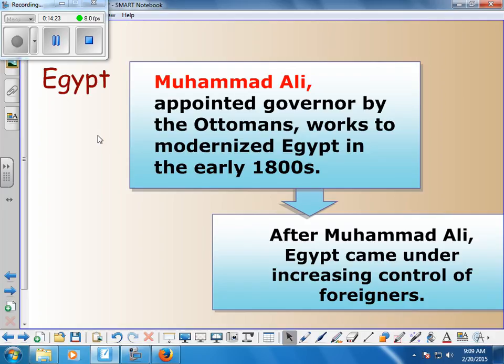So, he was appointed governor in the early 1800s, and he works to modernize Egypt because they all see what's happening. They see that the Europeans are coming. Fortunately, Muhammad Ali is able to do quite a bit, but of course, he doesn't live forever. He dies, and Egypt comes increasingly under control of foreigners because the governors after Muhammad Ali just aren't able to keep the Europeans out of Egypt.